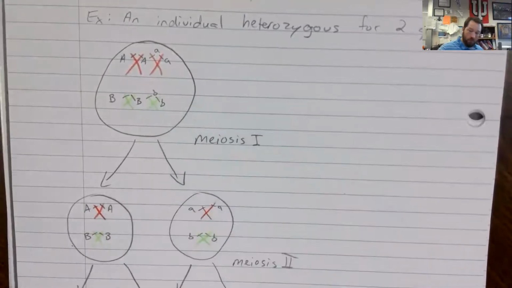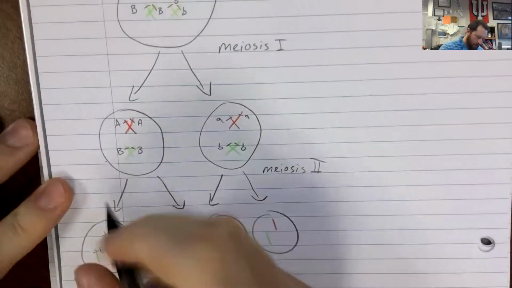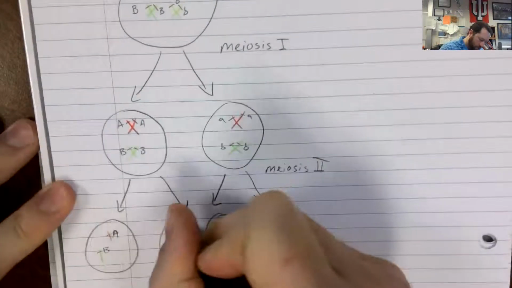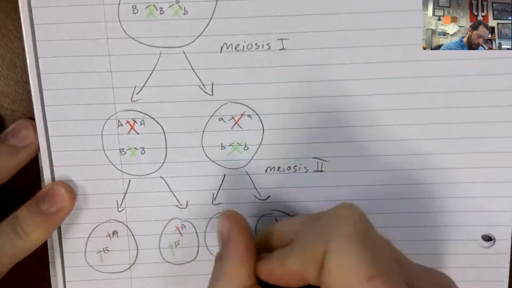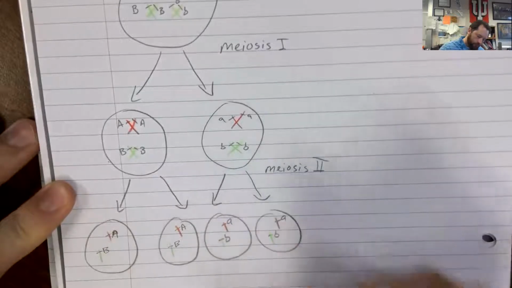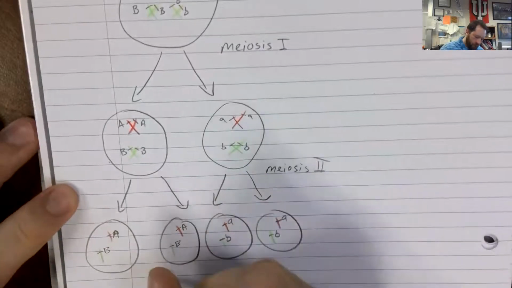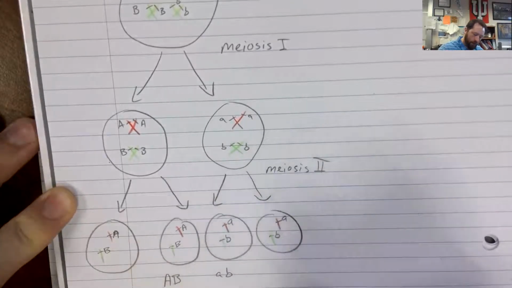big A, big B. Oops, excuse me, sorry about that. So we've got the gametes big A, big B. These are both going to be like that. And the gametes little a, little b. So we have gametes big A, big B, and little a, little b.